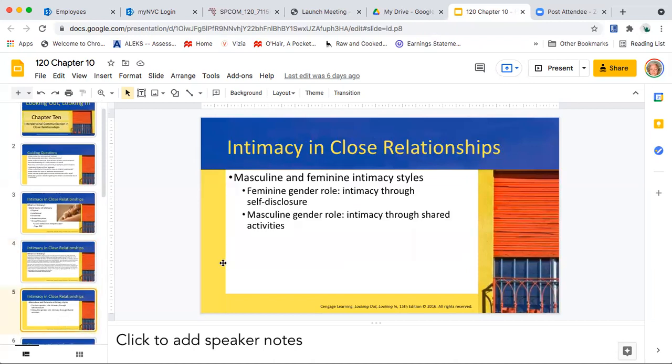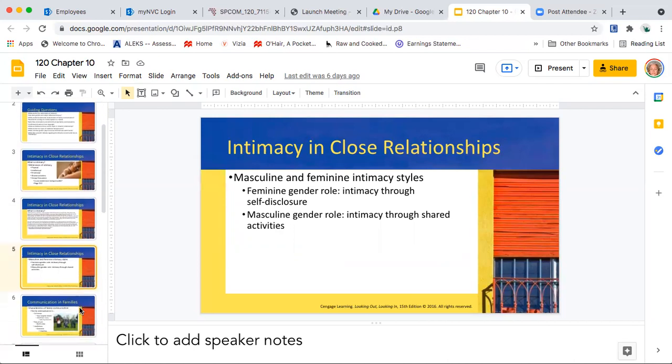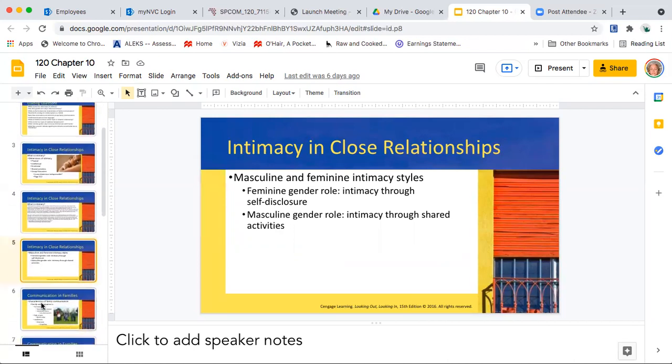So what about masculine and feminine intimacy styles? Well, according to your book, for someone with a feminine gender role, intimacy is usually through self-disclosure. Okay, which I know I can definitely say that's been my experience. I'm someone who identifies with a masculine gender role. Intimacy through shared activities. Bonding occurs through that, whether that's a romantic partner or good friends, or usually with the male gender role identity. Intimacy is through shared activities. That's how people start getting to know each other and loosening up.